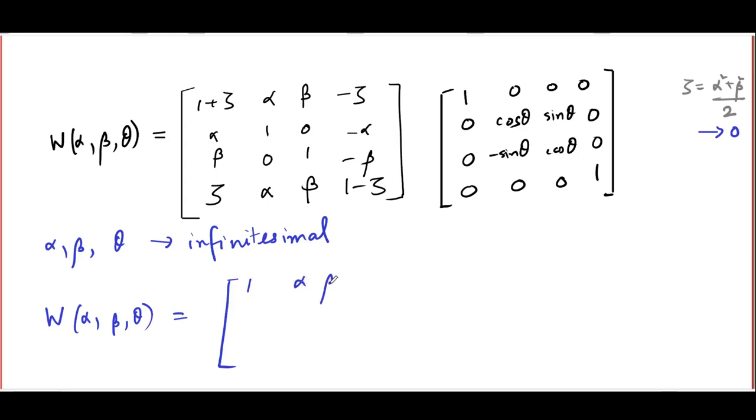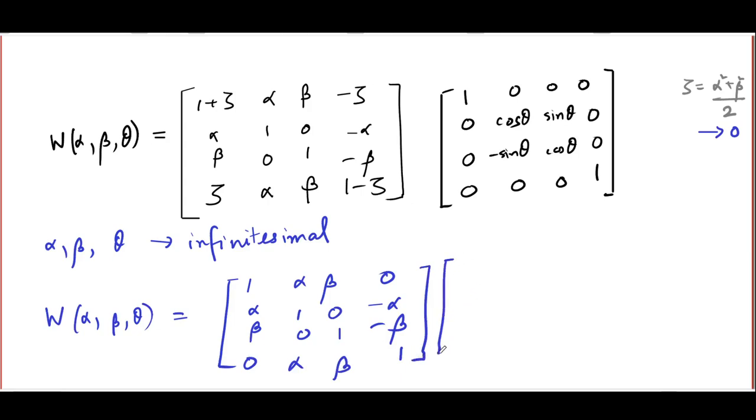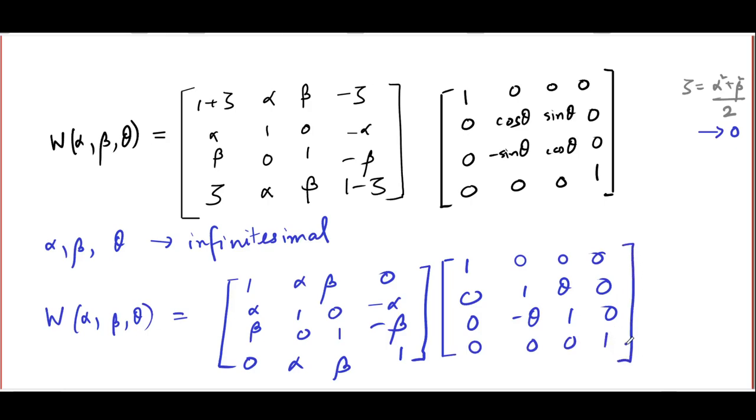The matrix with rows 1, 0, α, β ... and 1, with the entries minus alpha, minus beta, and then 0 again, alpha, beta, 1. That's for the S(α, β) part, multiplied by the matrix 1, 0, 0, 0, 0, 1, θ, 0, 0, minus θ, 1, 0, 0, 0, 0, 1. Of course, what we have done is replace sine theta by theta in the first order and cosine theta by 1, because cosine theta differs from 1 in the second order. It's 1 minus θ²/2 plus higher order terms. To first order, it is just 1.